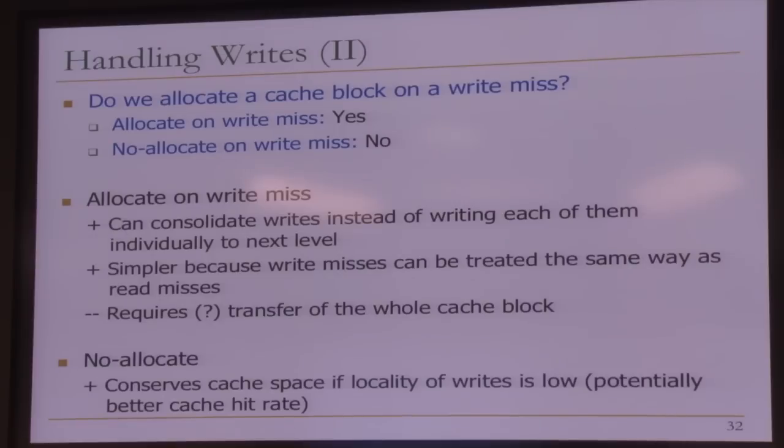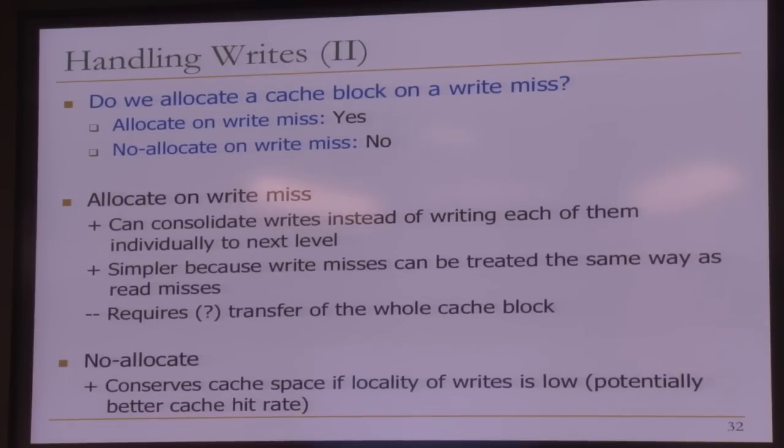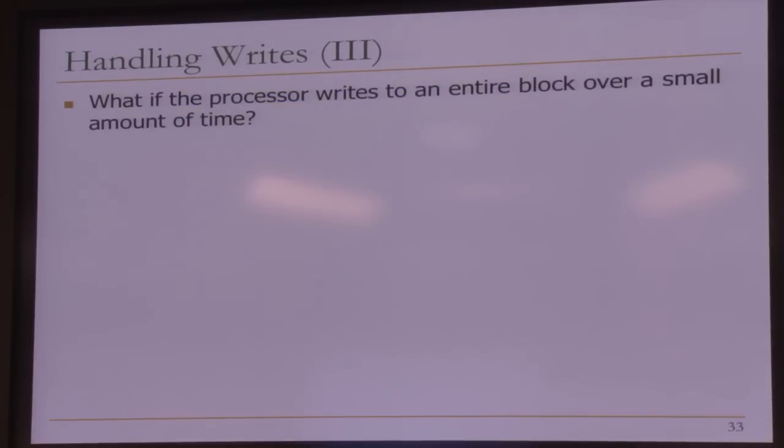No allocate policy, on the other hand, conserves cache space if the locality of writes is low. You can potentially get a better cache hit rate. Some people observe that locality of writes is actually lower than locality of reads, but that really depends on your access pattern. So it's a simple decision also.